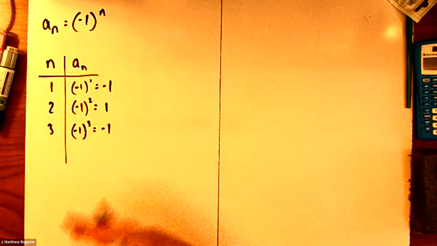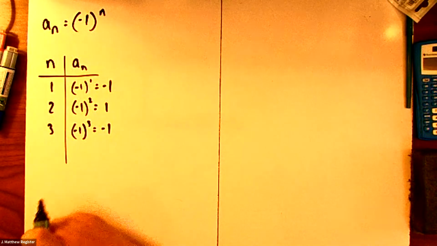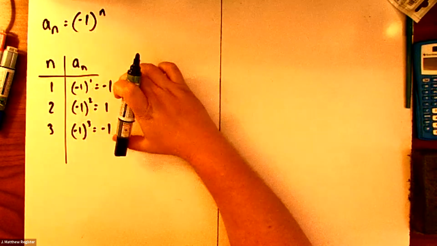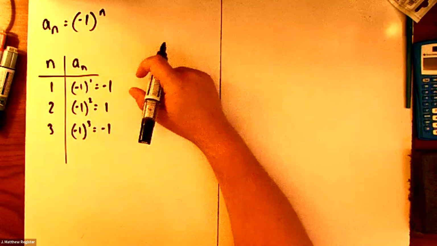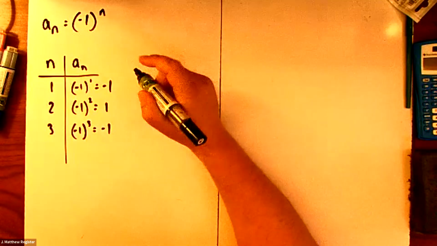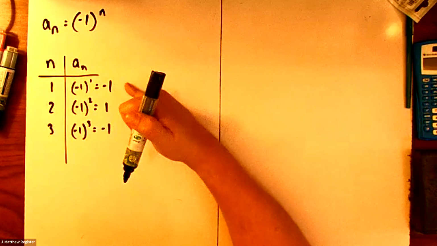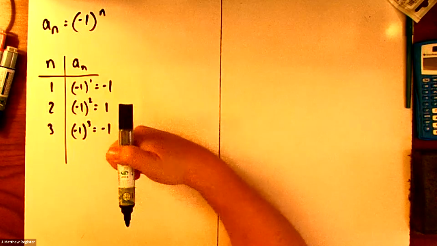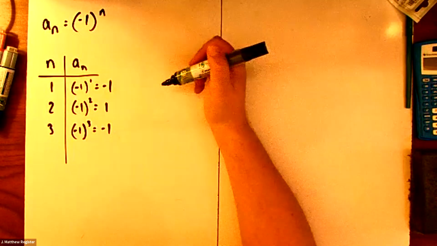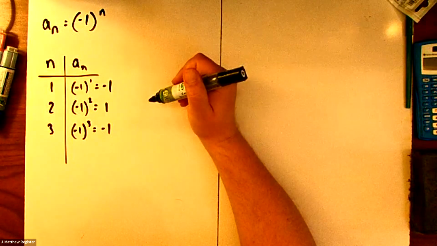Now, when we think about sequences and we're trying to figure out what the limit of the sequence is, we don't really care about the small numbers. This is more just to give us some idea of what's happening with this sequence. In this case, we can see that it's going back and forth between -1 and +1. So -1, +1, -1, +1, -1, +1. And it's going to continue that pattern forever and ever and ever.